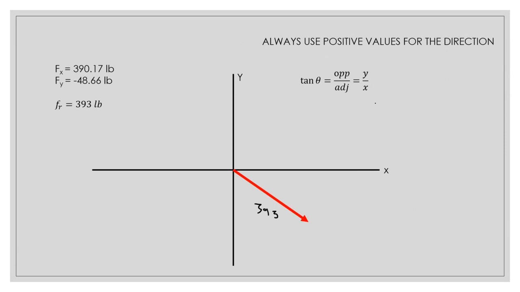Now we're going to look for the direction, the theta, the angle. How much did I have to travel in a circle to get this? So this is your theta right here. If I were to connect it up again, that's your right triangle. We know that this is negative 48.66, and this is 390.17.